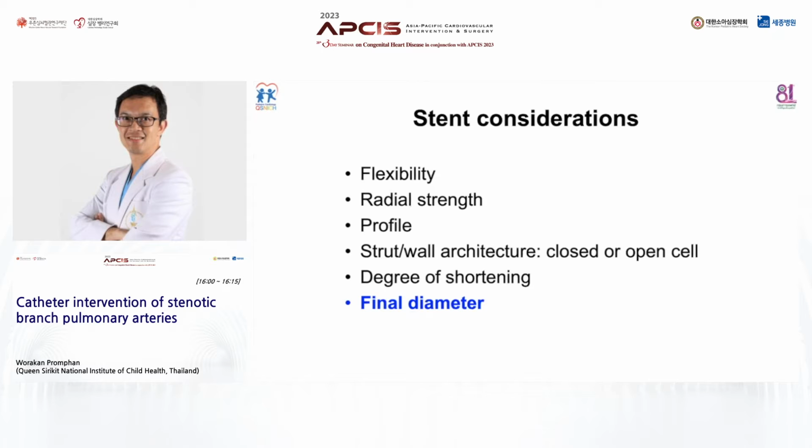But likely it'll be okay if you go for the venous access. Strut wall architecture, of course, and you need to check whether the stent you're going to implant will jail the side branch of the pulmonary artery or not. Degree of shortening is also important, because in the future, if you want to dilate it later on, you need to be very careful whether it can foreshorten even more and not cover the area of interest. And last but not least, the final diameter, especially when you deal with a small child or a growing patient.